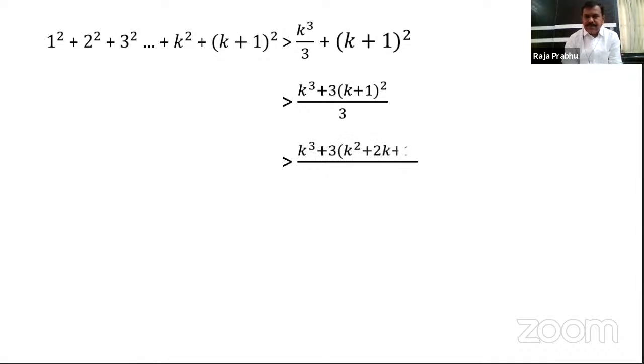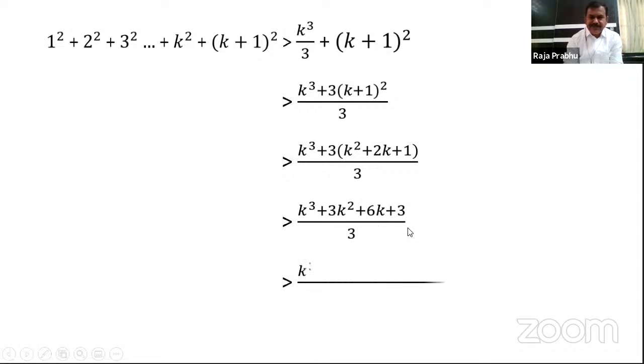k cube plus 3 into (k plus 1) whole square is, according to the simple formula, (a plus b) whole square, that will be k square plus 2k plus 1, whole divided by 3. Now children, again just simplifying this by opening the bracket. Okay, what do we get? 3 into k square is 3k square, plus 3 into 2k is 6k, plus 3 into 1 is 3, whole divided by 3 is this.